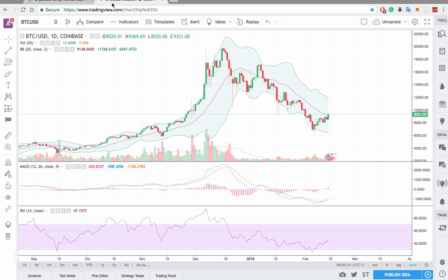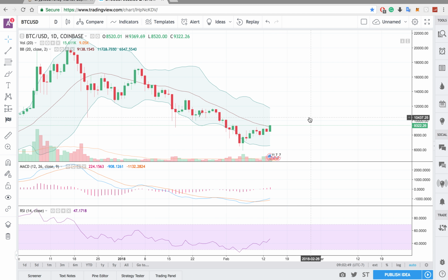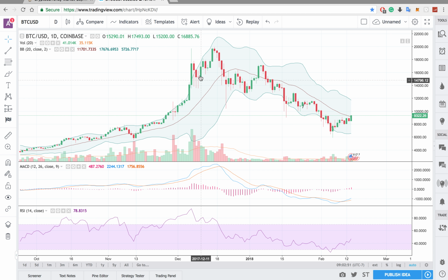And yeah, let's begin. So, what I usually look at before I buy an altcoin or any coin is I pull up the daily chart and I use the Bollinger Bands to show me the moving averages. As you can see, the wider the Bollinger Bands are, the more volatile it can be.